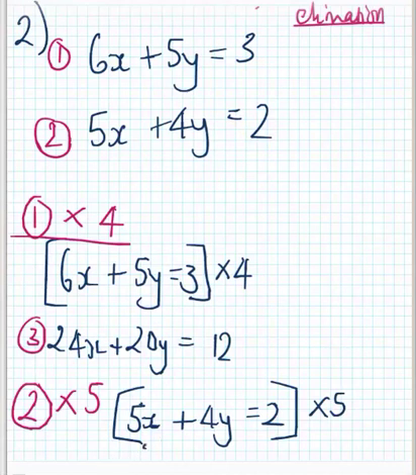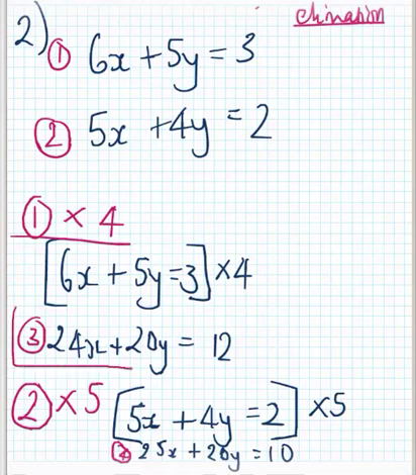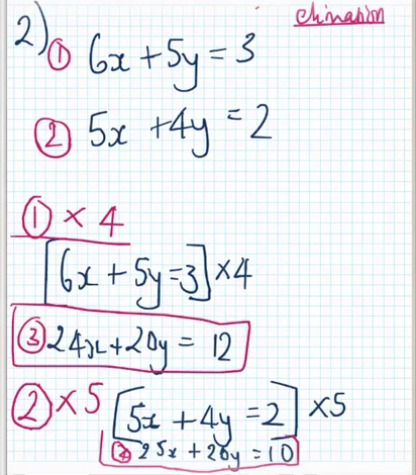5x times 5 is 25x. Plus, it'll be positive 4y times 5 is 20y equals 2 times 5 is 10. Okay, and that is my fourth equation. Okay, so now I'll be working with the two equations that I've changed, equation 3 and equation 4, which is just down here, squished in. So I'll start a new page with those two equations.